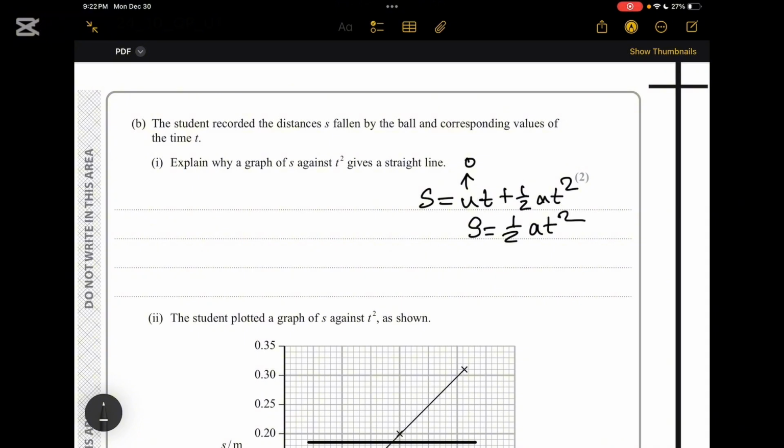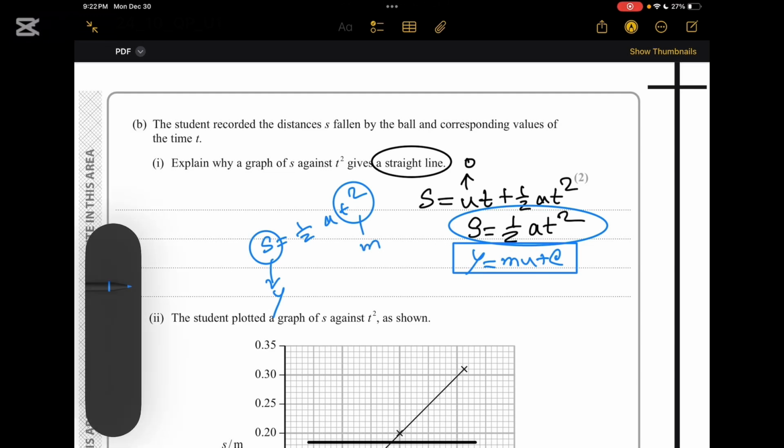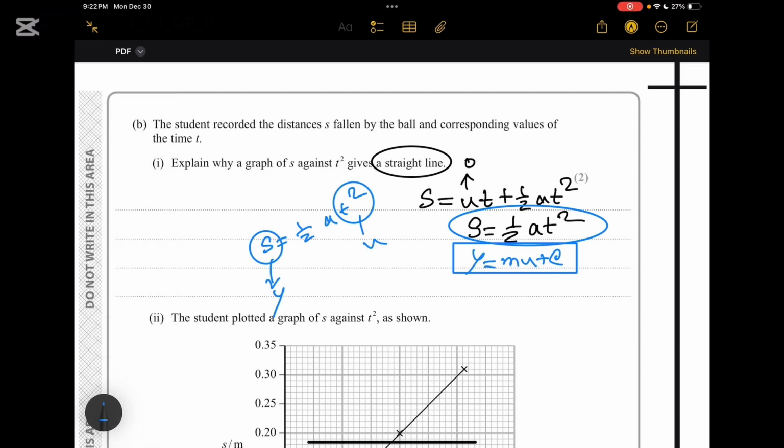Now if something needs to be a straight line, we have to compare it with y equals mx plus c, right? y equals mx plus c is the equation of a straight line. This is quite similar: s equals half at squared. This is our y and this t squared is our x, and this half a is our m. So y equals mx, the equation of a straight line. We can also make them understand using that.